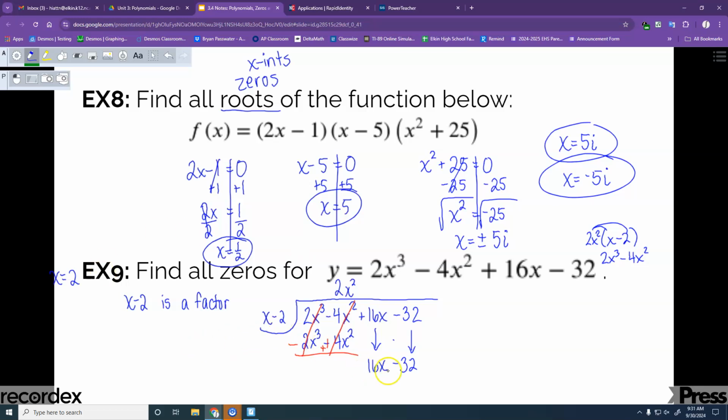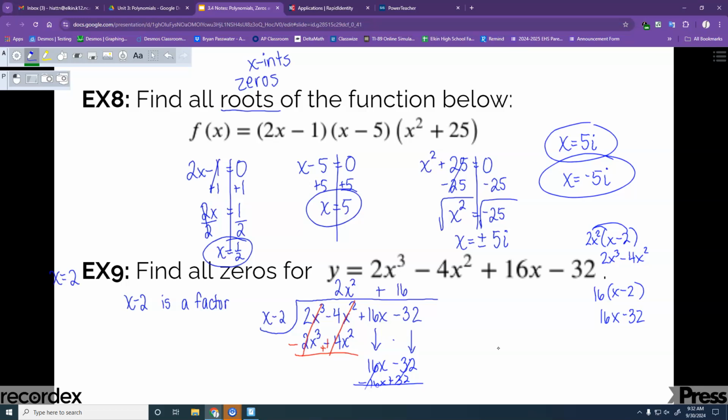So now I've got to start dividing again. What number times x would give me 16x? Just a positive 16, right? All right, so if I do 16 times x minus 2, I'm going to get 16x minus 32. And you'll notice that's the same thing as what you've got there. So when you subtract that, everything cancels and it just goes evenly.